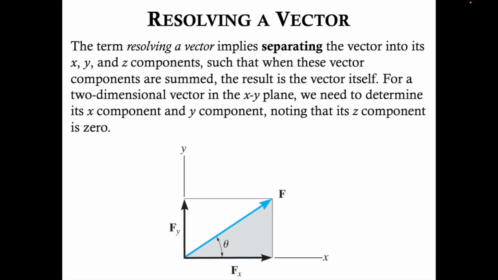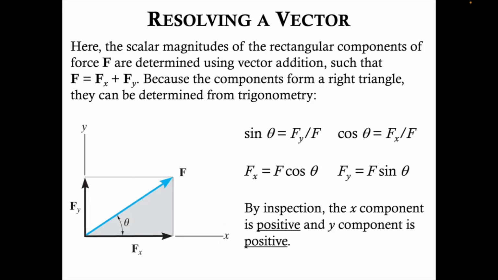For a two-dimensional vector in the xy plane, such as vector F in blue shown here, we need to determine its x component and y component, noting that its z component is 0 because this is a two-dimensional space. F is in the xy plane. Here, the scalar magnitudes of the rectangular components of force F are determined using vector addition, such that vector F equals vector Fx plus vector Fy, or F sub x plus F sub y.